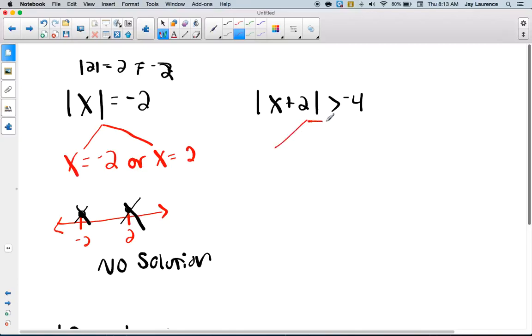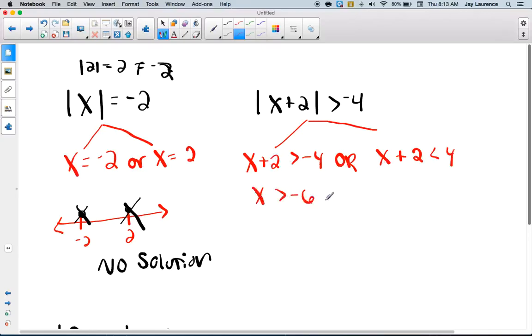Okay, so I'm going to break it up into two inequalities, pretending like I don't know what's going to happen. So x plus 2 is going to be greater than -4. This is an OR, right? And remember that with an OR, only one half of it has to be true at any given time. So I'm going to get that x is greater than -6, right? I'm going to subtract 2 from each side. So if I have a number line, I'm going to have -6, and I'm going to shade everything greater than -6, right?